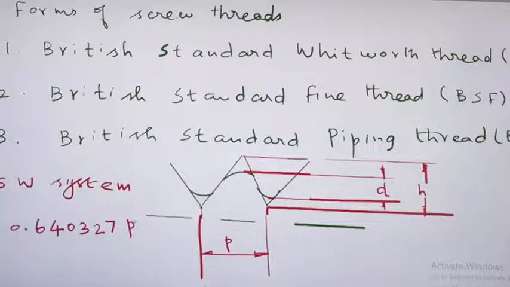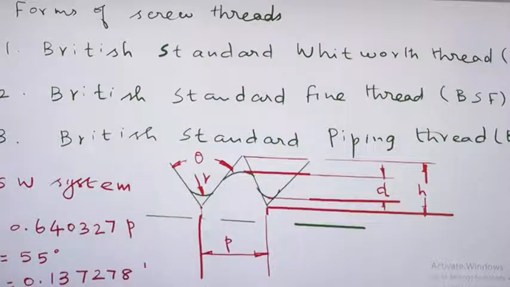The included angle theta is 55 degrees. The radius of the tooth is 0.137278 times the pitch of the thread.